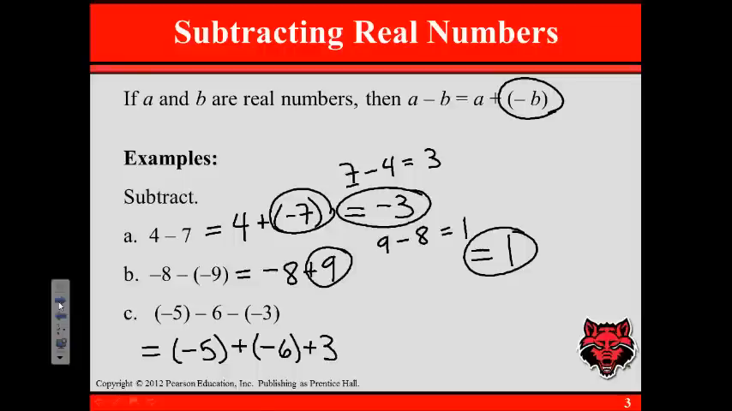Now, following order of operations, we know we always add from left to right. So we add the first two values, negative 5 and negative 6. Remember the rule from the last section. If both of our signs are the same, we add the absolute values of those numbers and keep that common sign. So the absolute values here would be 5 and 6. 5 plus 6 is 11. And the common sign was a negative sign. So negative 5 plus negative 6 is negative 11.